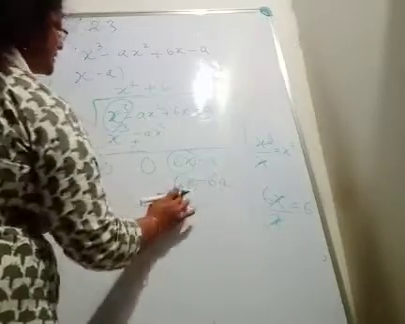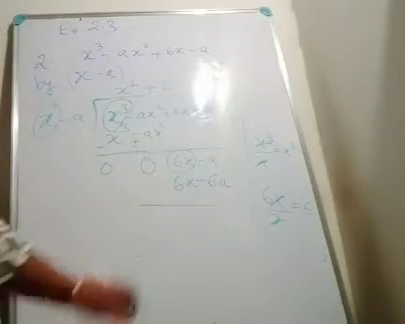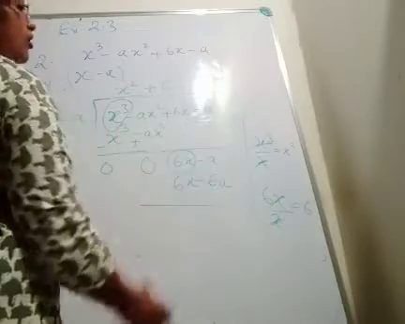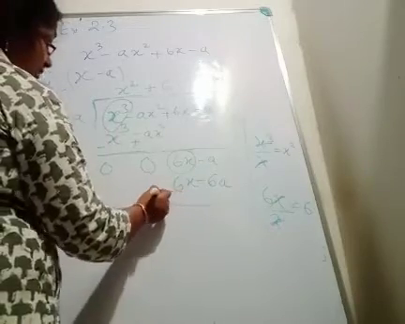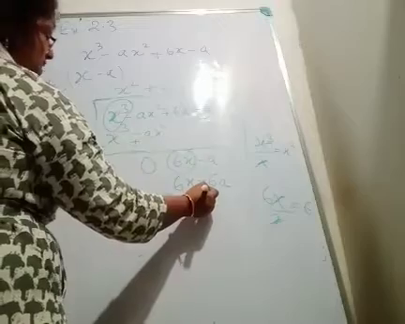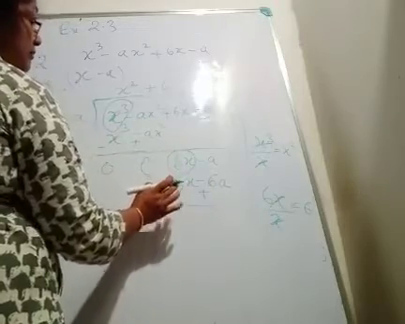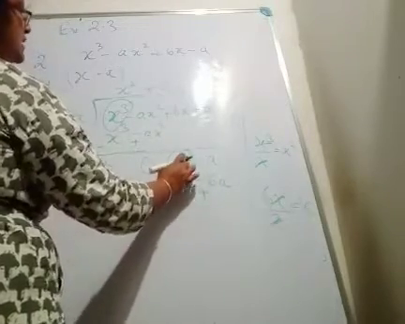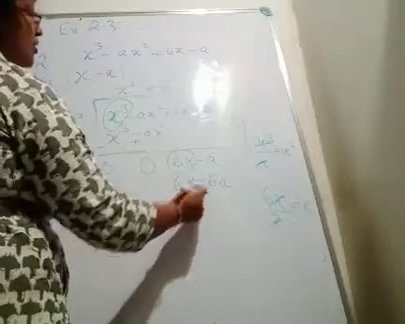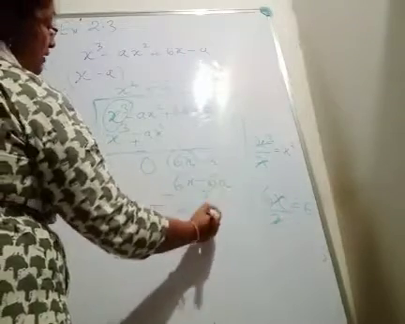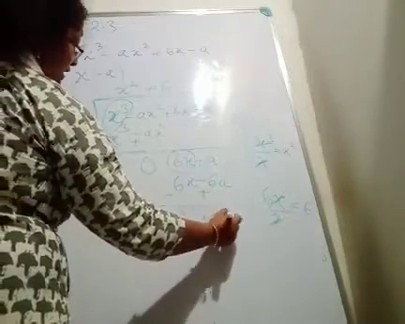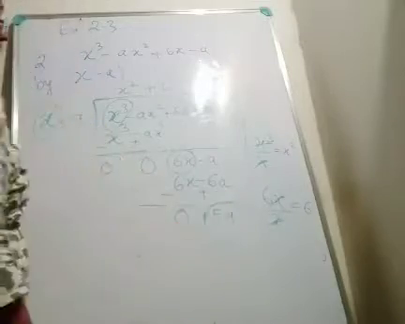Now subtract 6x minus 6a from 6x minus a. What we will get? By changing their sign, we have to subtract. Plus will become minus, minus will become plus. So 6x minus 6x is 0. So minus a plus 6a will become plus 5a. So here 5a is the remainder.